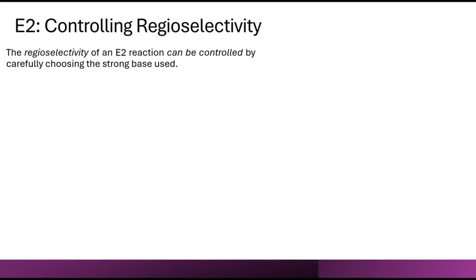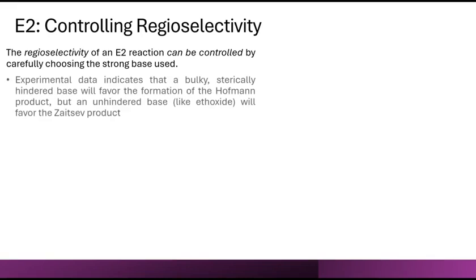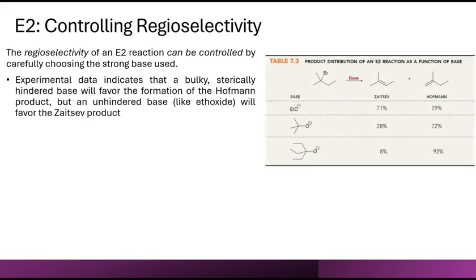E2, controlling regioselectivity. The regioselectivity of an E2 reaction can be controlled by carefully choosing the strong base used. Experimental data indicates that a bulky, sterically hindered base will favor the formation of the Hofmann product, but an unhindered base, like ethoxide earlier, will favor the Zaitsev product. So here we have the unhindered base favoring the more stable alkene versus the sterically hindered base favoring the minor product from earlier. Now it's the major, the Hofmann product.